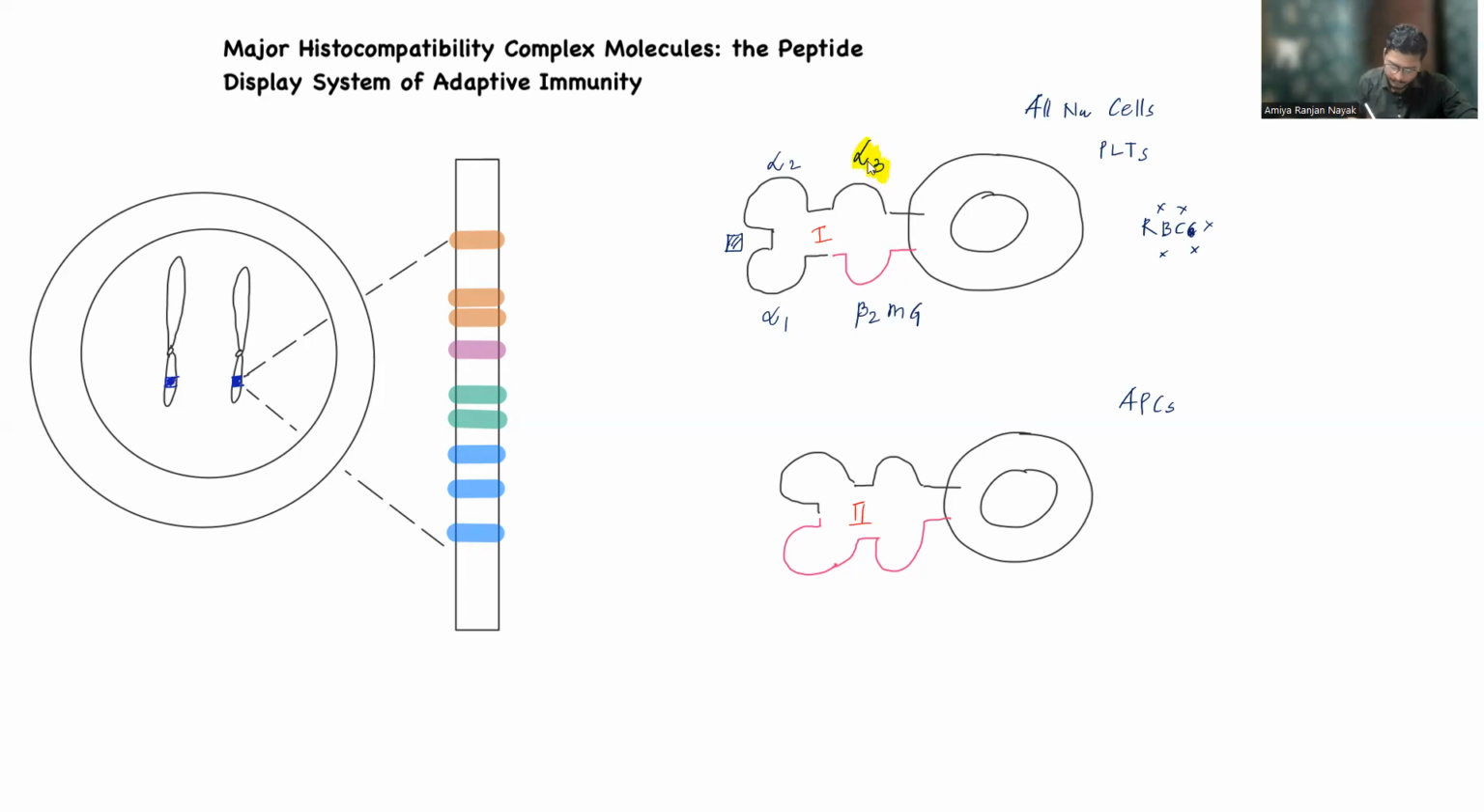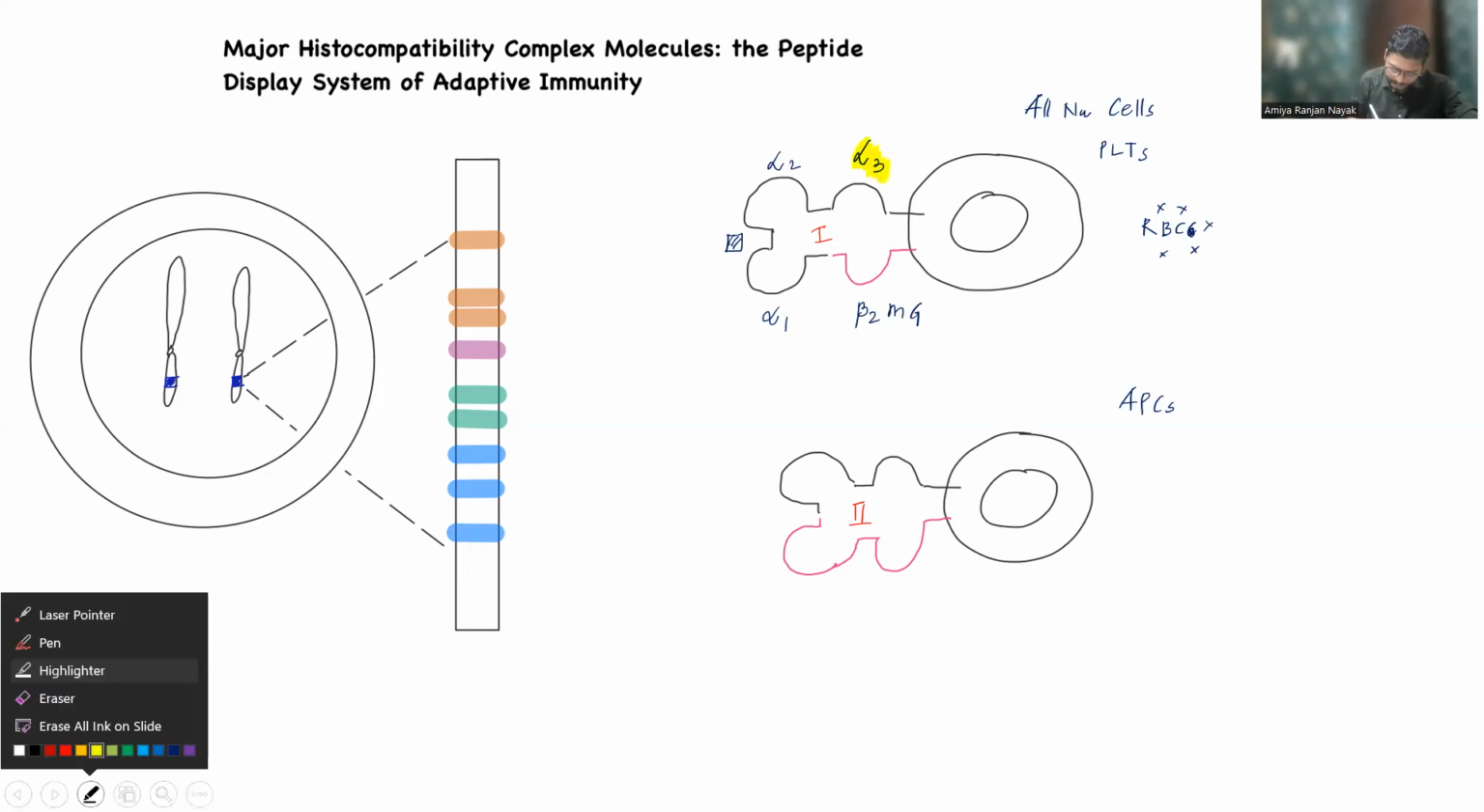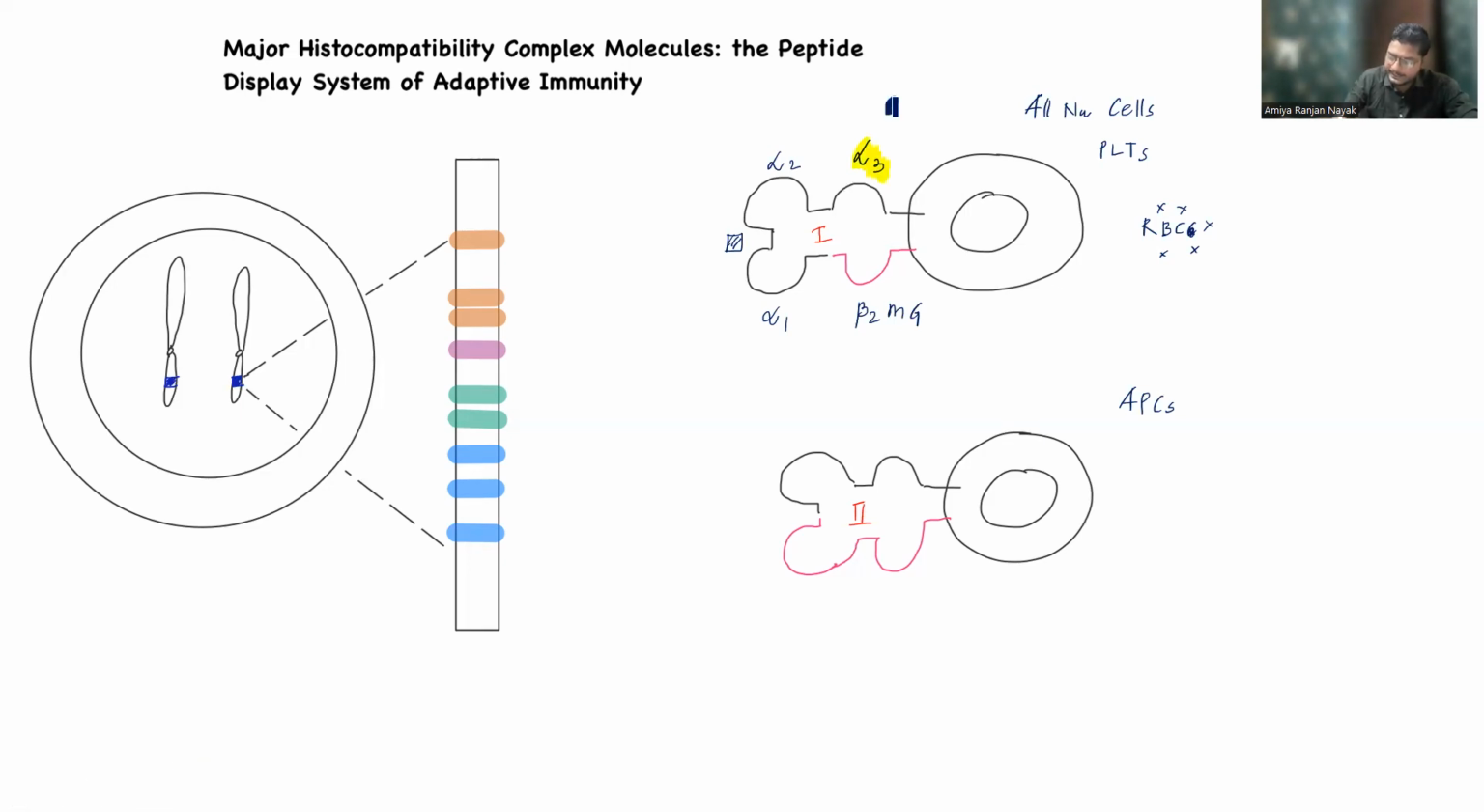So what is the importance of the alpha 3 domain? The alpha 3 domain is important because the co-receptor CD8 of the CD8 positive T lymphocyte is going to bind to the alpha 3 domain. We'll discuss it again in the next slide.